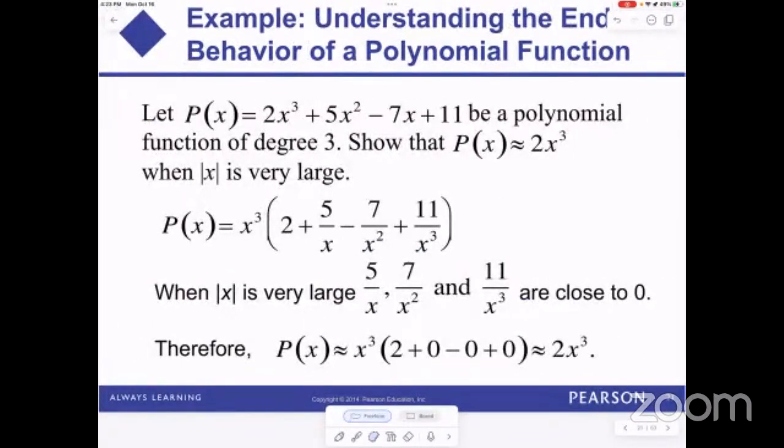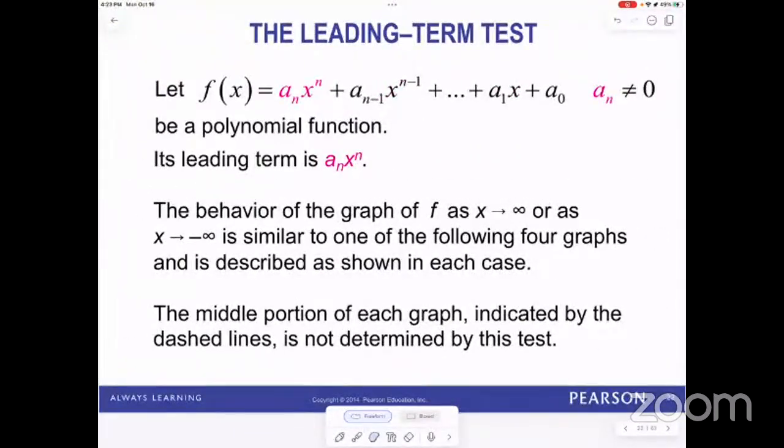So then that brings us to the leading term test. Let f of x be a polynomial function where the leading coefficient is not 0. Its leading term is a(n) x to n. The behavior of the graph of f as x tends to infinity or negative infinity is similar to one of the following four graphs and is described as shown in each case. The middle portion of each graph, indicated by the dashed lines, is not determined by the test, right? So this is going to parallel those four cases that we saw just a moment ago.